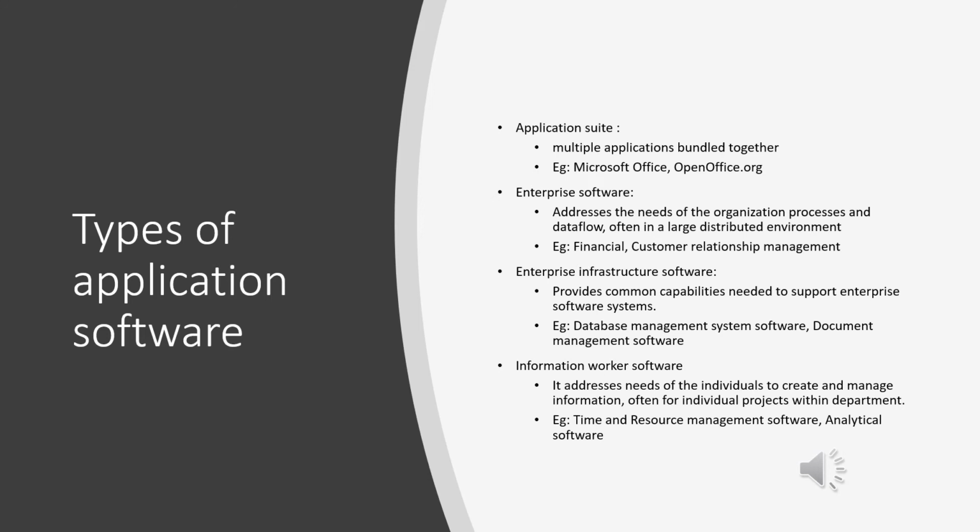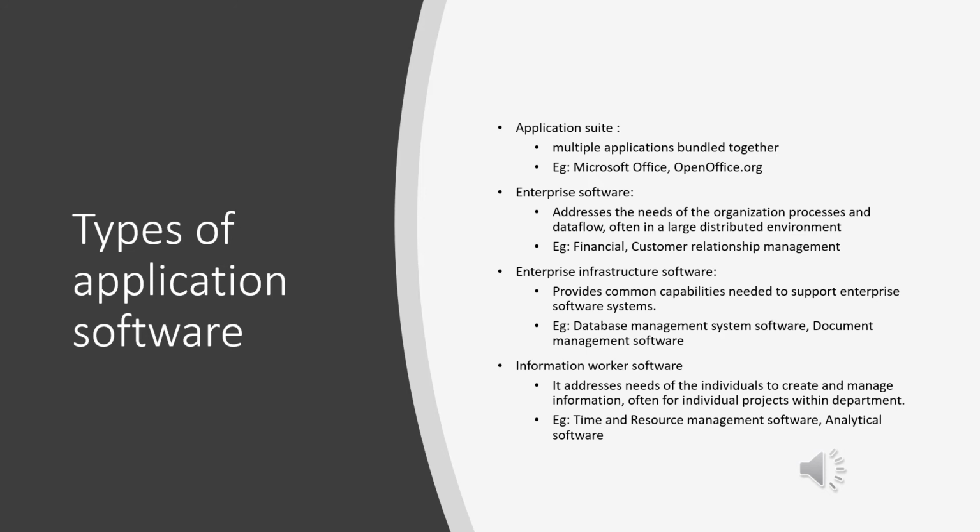Okay, so application suite means multiple applications are bundled together into one. For example, Microsoft Office: you have PowerPoint, you have Word, so many options are there within that particular suite. Multiple applications are combined together or bundled together and offered to you. That is application suite.